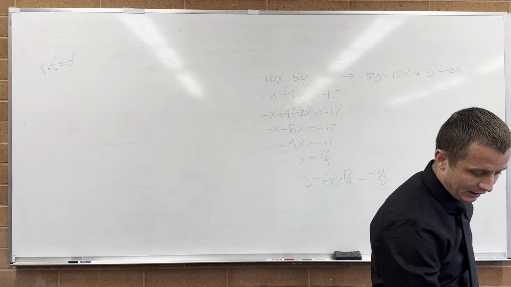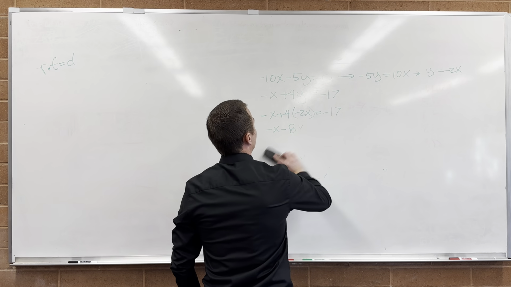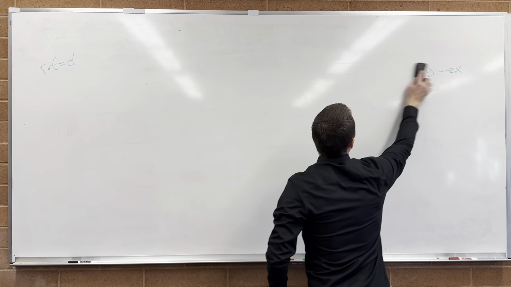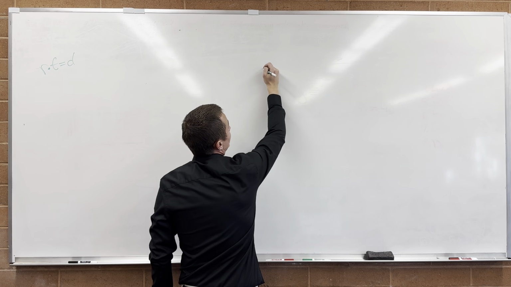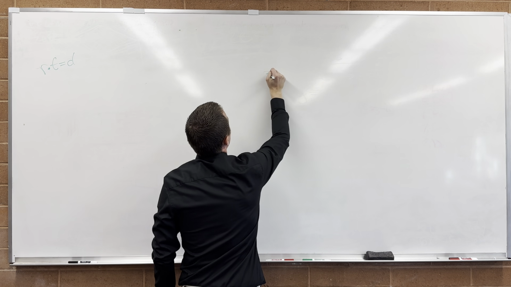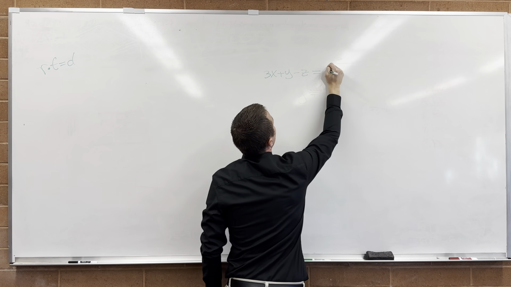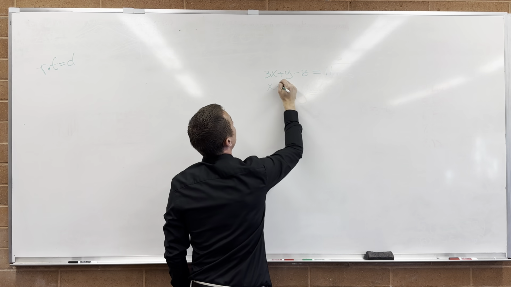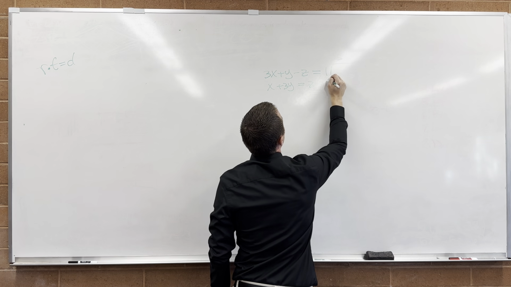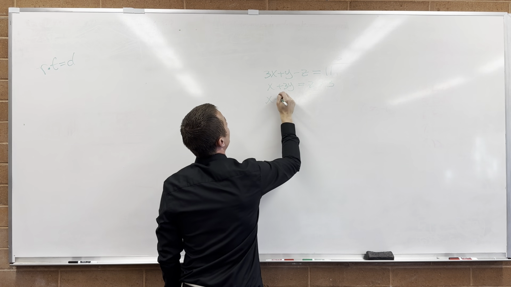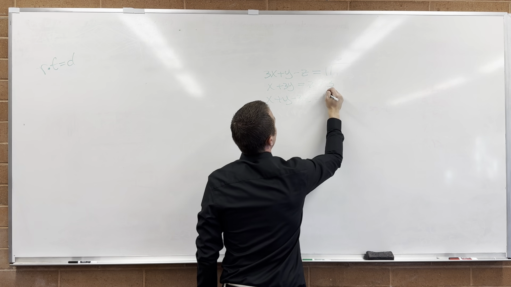Okay. Problem 26. Oh yay, system of 3 equations. All right. 3x plus y minus z equals 11. x plus 3y equals z plus 13. x plus y minus 3z equals 11.